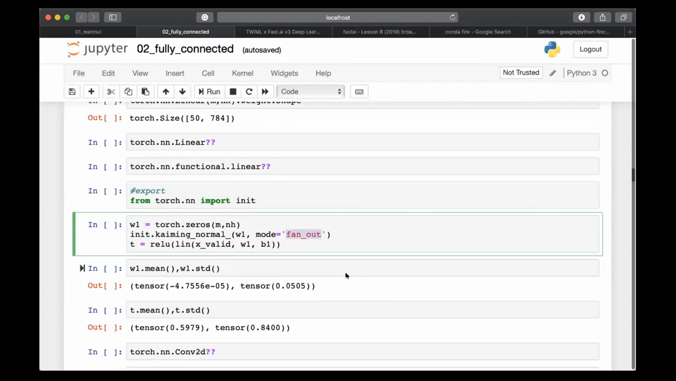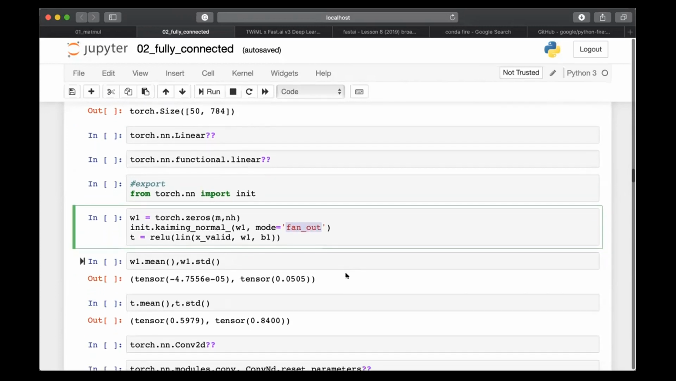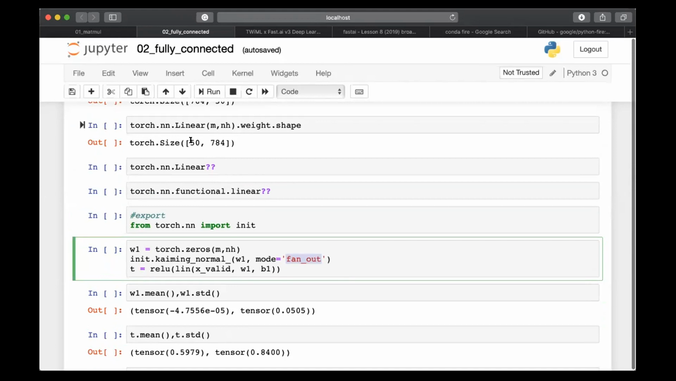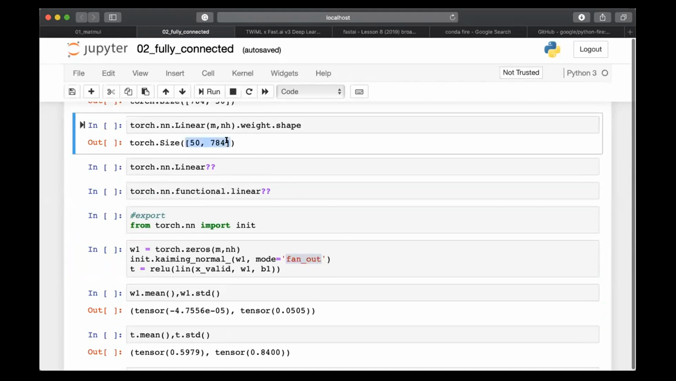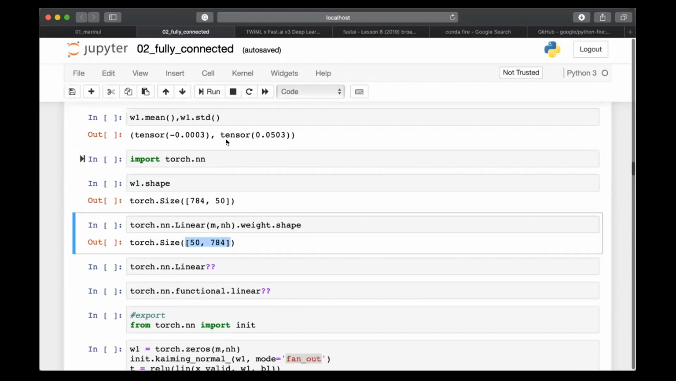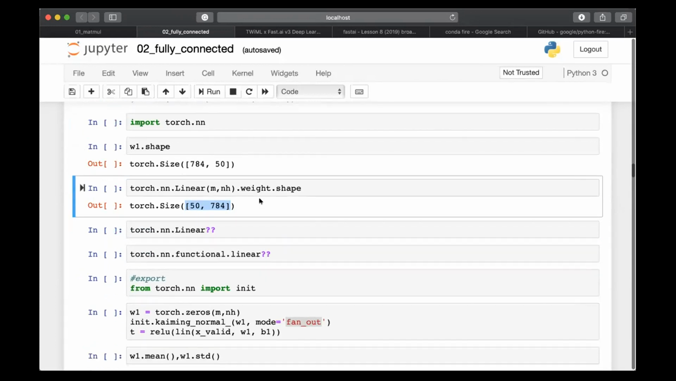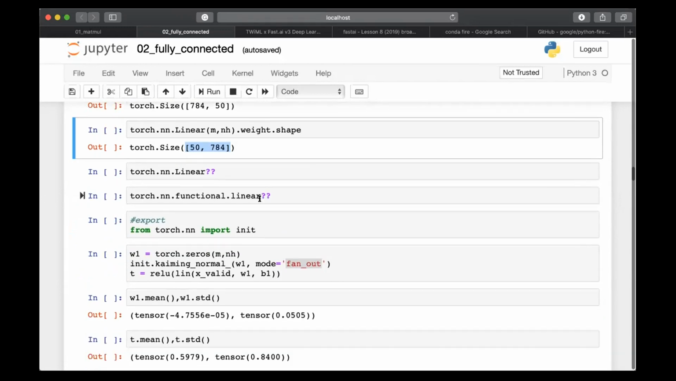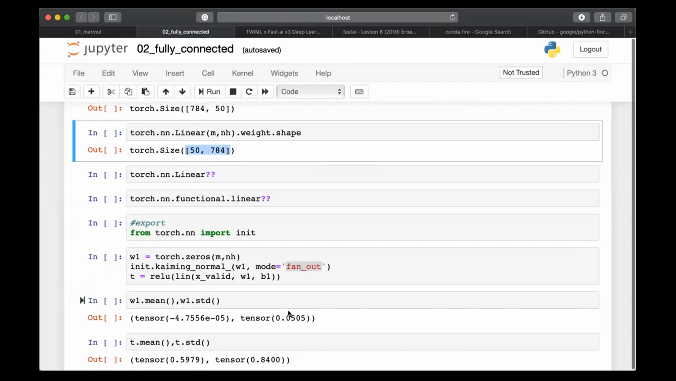No, okay. If you see the shape here, one is showing 50,784, and if you go a little bit up, yeah. The way we are saving it is 784 by 50, right? But the way PyTorch saves it is 50 by 784, and the way we want it is 784 by 50. We want 784 as the input, so we are telling PyTorch to use fan out, meaning the 784. Okay. Got it.